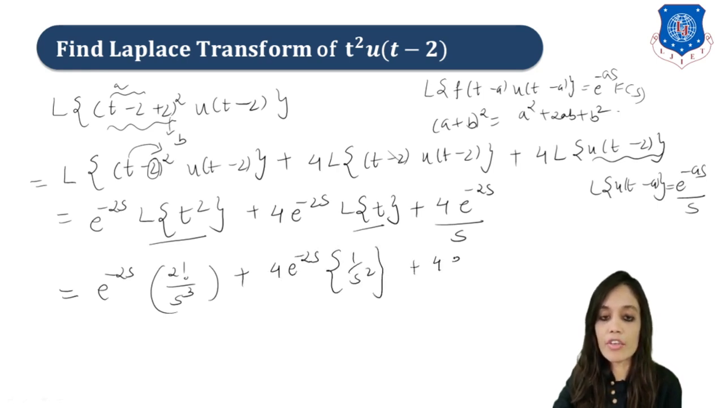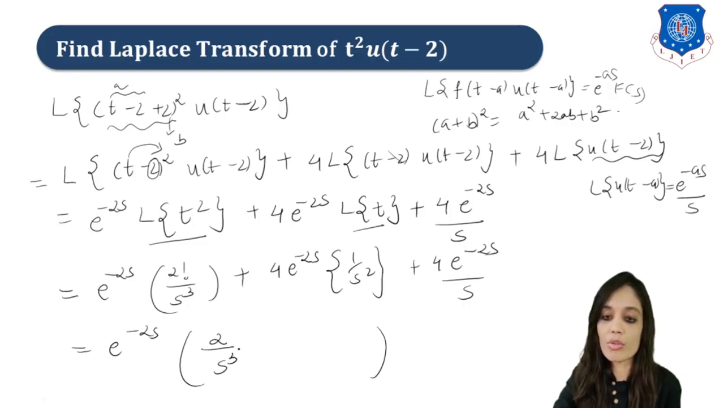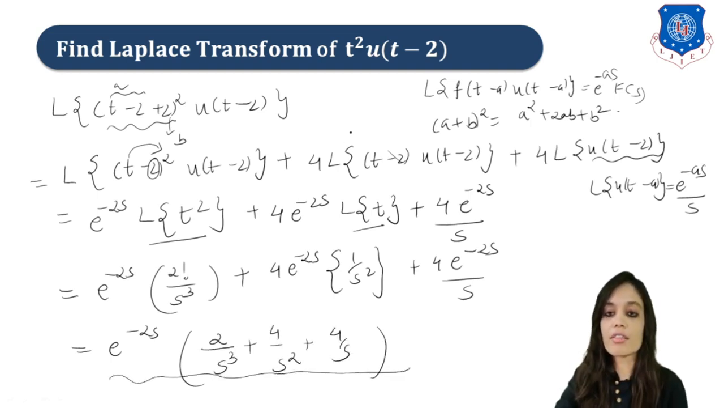And lastly we have 4 times e raised to minus 2s upon s. Now you can simplify this by taking out e raised to minus 2s common. So final answer will be 2 upon s cube plus 4 upon s square plus 4 upon s. So this is our required answer, right?